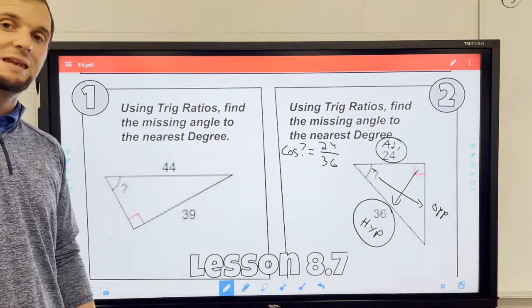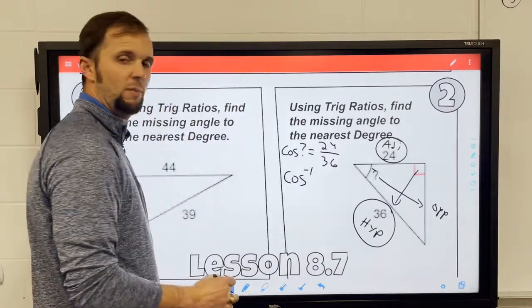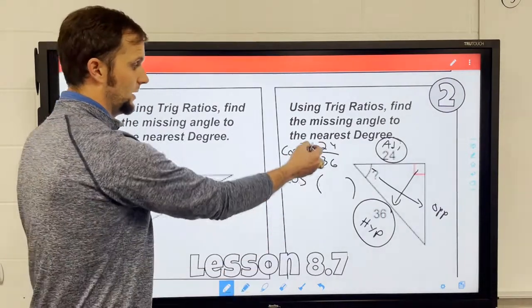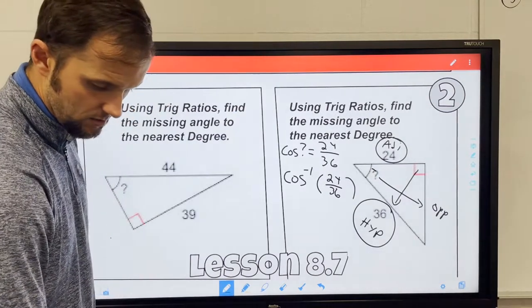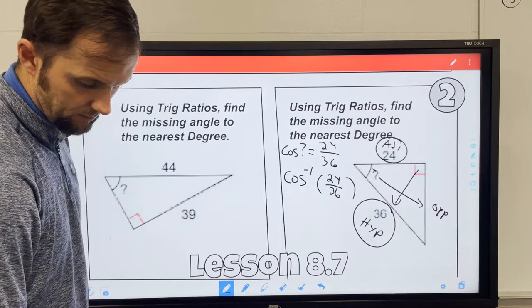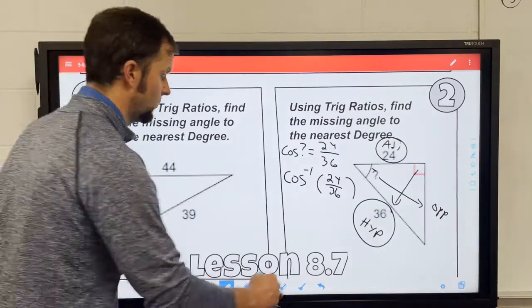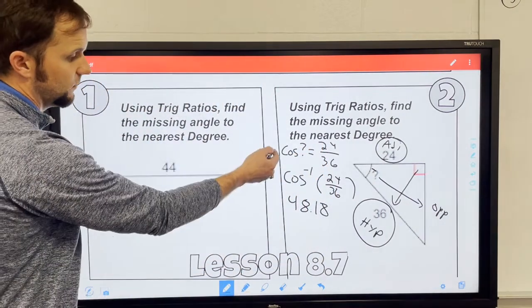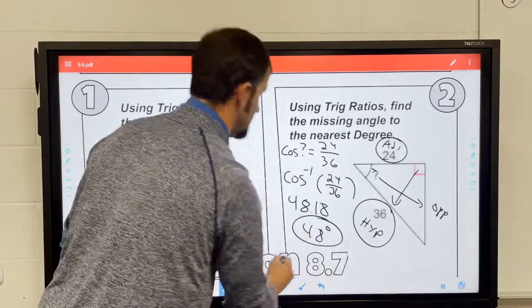So I'm going to do the inverse of that ratio. So I'm going to do cosine raised to the -1 power. And when I click that on my calculator, it's going to give you a set of parentheses again. And I'm going to put my ratio in that parenthesis right there. So trig cosine -1, and then I'm going to do 24 over 36. And when I click enter, that should give me 48.18. And it asks to round to the nearest degree. The 1 would not change the 8, so your final answer would be about 48 degrees.